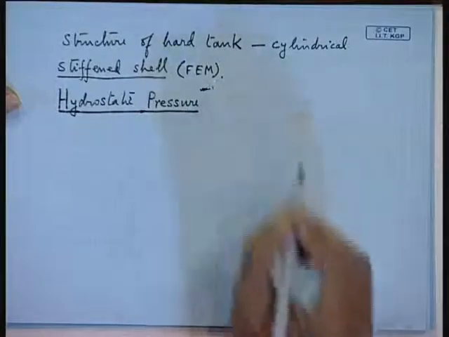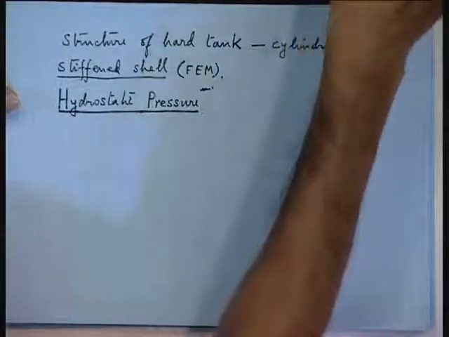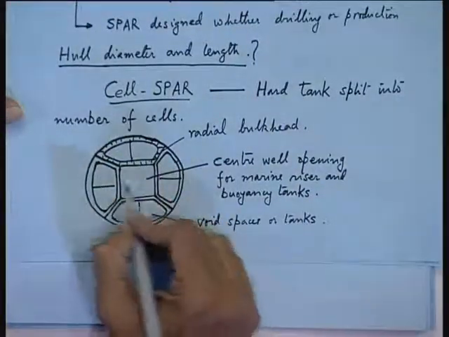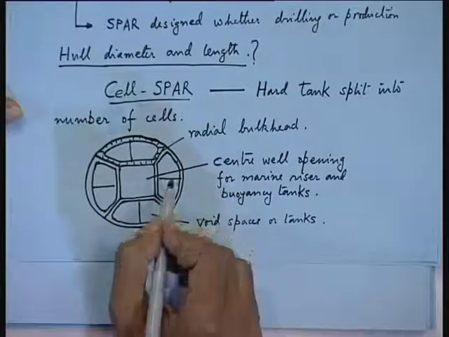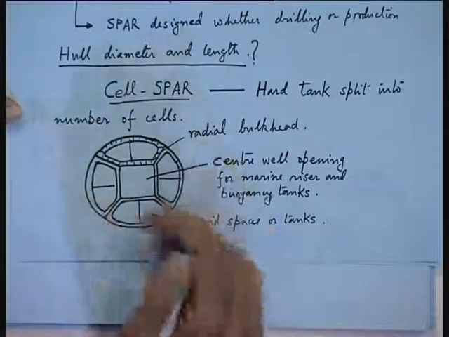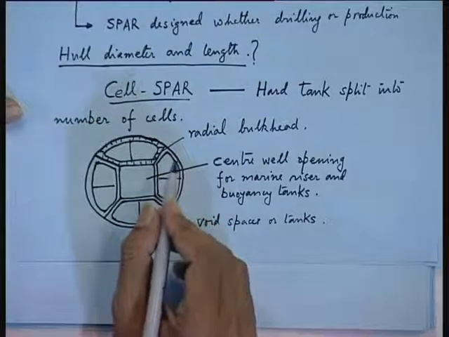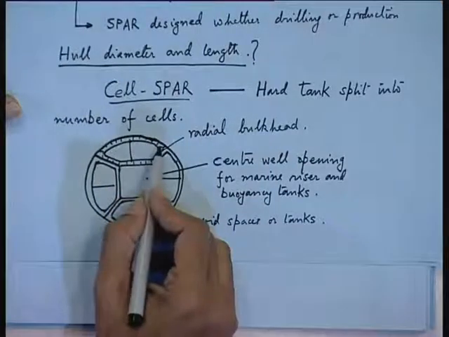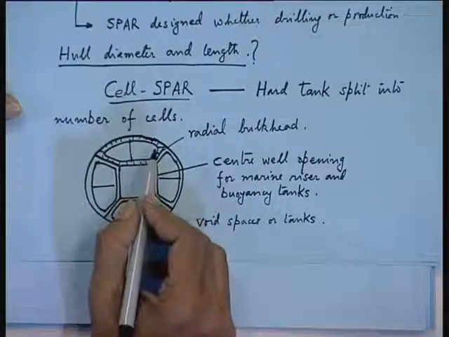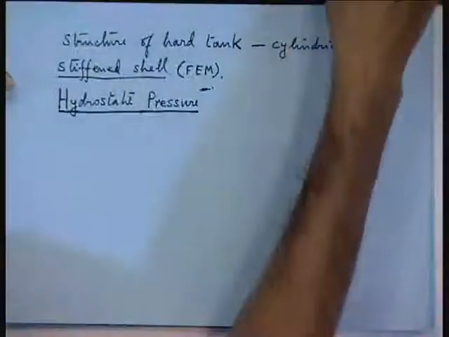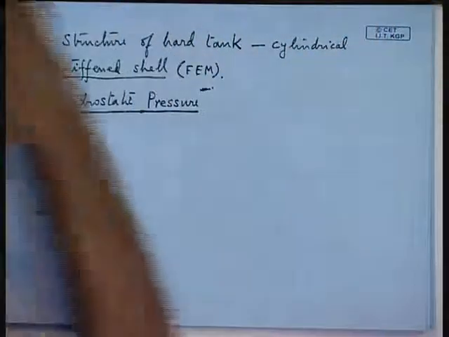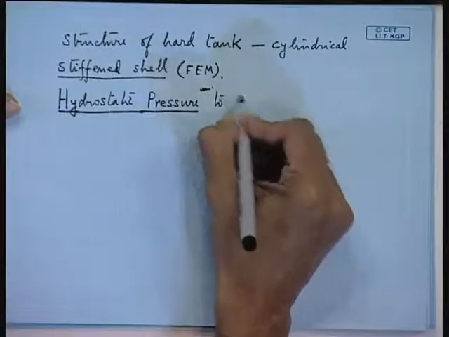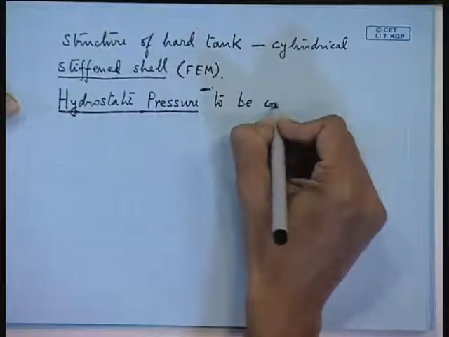So, hydrostatic pressure is paramount in the design of these tanks, because inside you are not having ballast. If ballast water was there, then to some extent the hydrostatic pressure could have been balanced, but there is no balance in the pressure. So, the shell has to do the balancing work. The shell has to be extra stiffened against hydrostatic pressure. So, hydrostatic pressure is to be countered.